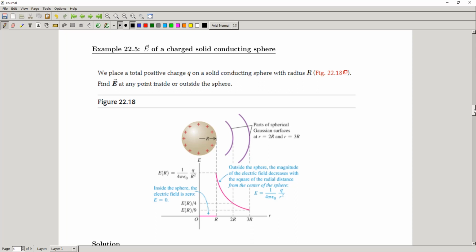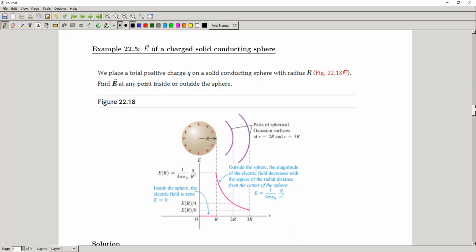This is our first example. This is 22.5 from the text. And again, this is the electric field of a charged solid conducting sphere. Okay, so we place a total positive charge of Q on a solid conducting sphere with a radius big R. We want to find the electric field at any point inside or outside the sphere.